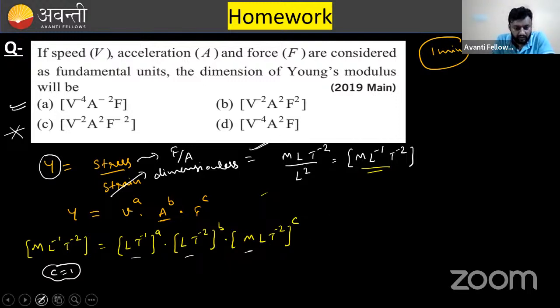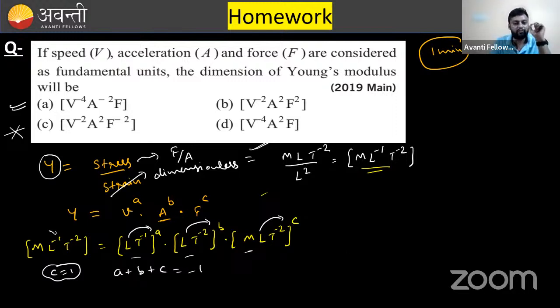Now solve for L. L has a power a in this case, power b in this case, and power c in this case. That means a plus b plus c is equal to, what is the power of L here? Minus 1. So a plus b plus c is equal to minus 1, out of which c is 1. So a plus b is equal to minus 2. Let's suppose this is equation number 1. Okay, someone is saying option D. Let's check, either A or D will be true. That's the final thing that we know.